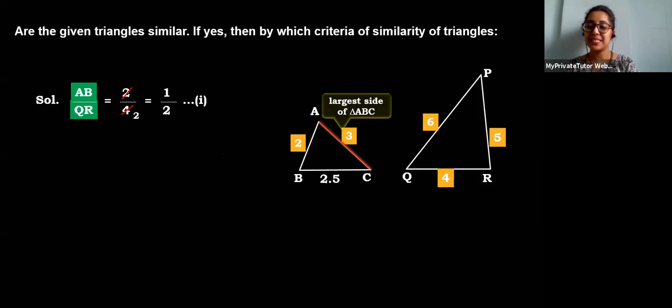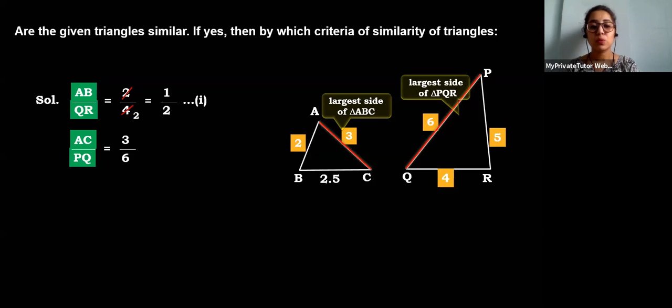Now let's talk about the second thing. What is the largest side of triangle ABC? AC. Let's look at triangle PQR. Which is the largest side? PQ. So we write PQ. What is the value for AC? 3. So we write 3. What is the value for PQ? We write 6. Now let's simplify. So what will you get? Again 1 by 2. This is the second thing which you get.